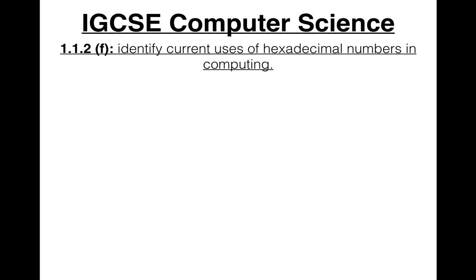IGCSE Computer Science, Syllabus Statement 1.1.2f, Identify Current Uses of Hexadecimal Numbers in Computing. So, we've gotten up to the point where we've learned how to convert hexadecimal numbers to and from decimal and binary, and we've also looked at how hexadecimal is easier for programmers to read rather than reading binary.